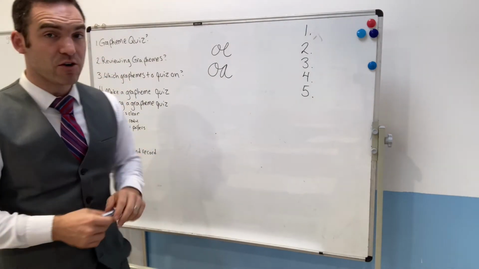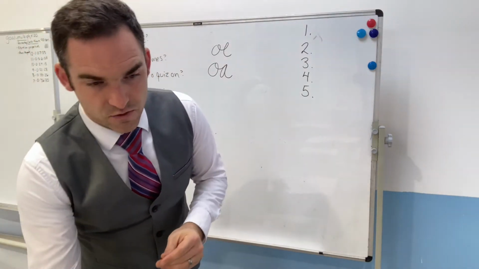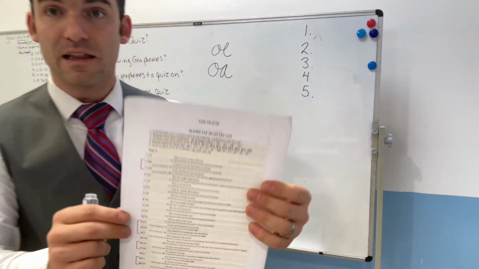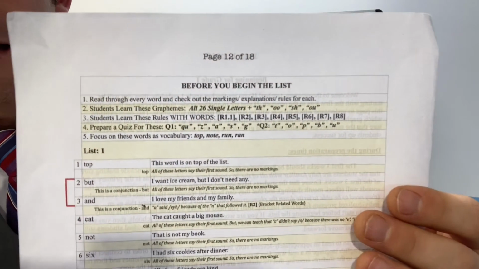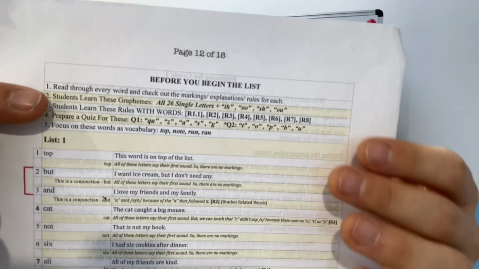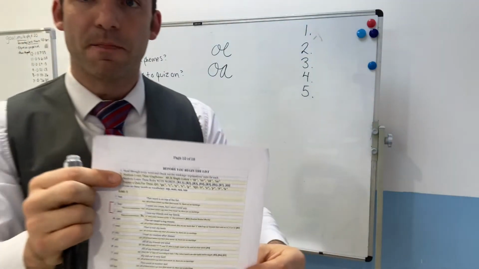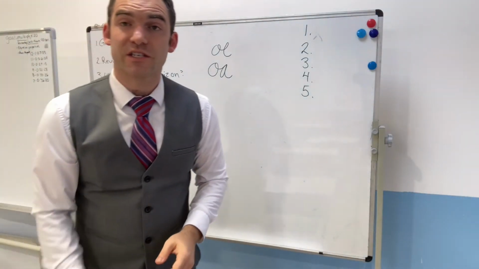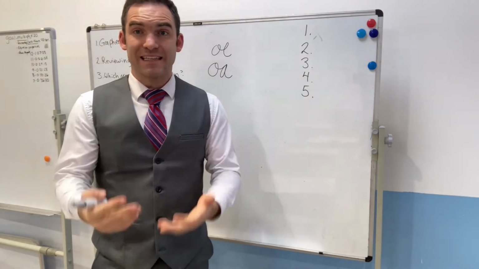The next one is, how do we know which one to review? So this is a review for you. We talked about this in the last video, but here's my first list, and you'll notice here that it tells me which graphemes I should be reviewing. Now it's important that you understand now how the spelling list will work.